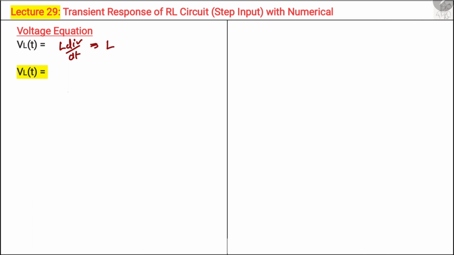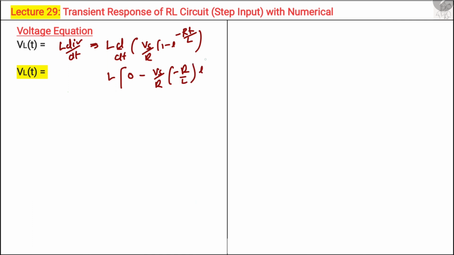So this becomes L into d by dt of Vs by R into (1 minus e raised to power minus Rt by L). The derivative of Vs by R is simply 0, and the derivative of this will be simply Vs by R into minus R by L into e raised to power minus Rt by L. Solving it, we get the final equation, that is Vs e raised to power minus Rt by L.